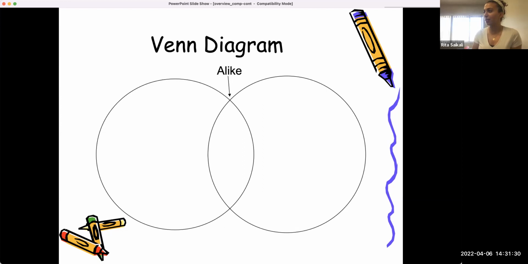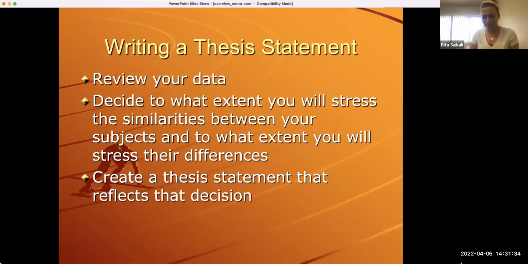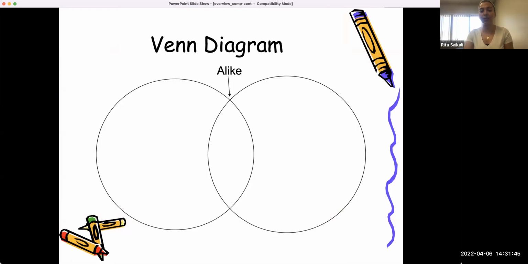Does that make sense? Yeah? Okay. So you have to decide to what extent you will stress the similarities between the two subjects and to what extent you will stress the differences. Again, in the Venn diagram, you have them listed, so you want to pick your points. Which ones do I want to say? Where do I want to side? In this side or on that side?